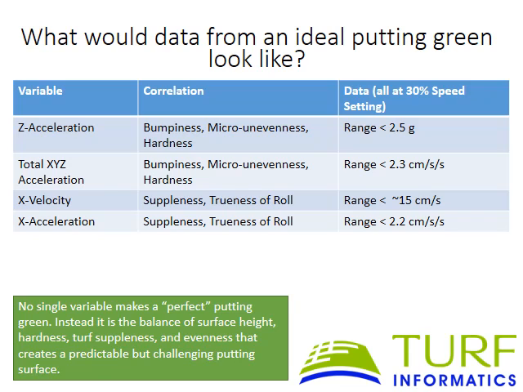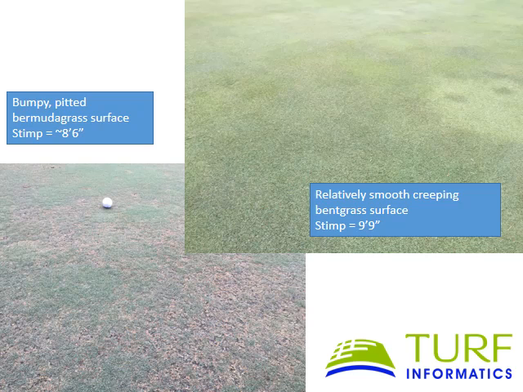We do always make the point that no single variable makes a perfect putting green. Instead, it is the balance of surface height, hardness, turf suppleness, and evenness that creates a predictable but challenging putting surface. So that gives you some idea of what to look for, comparing 2 extreme putting surfaces in this instance. And this is, of course, by no means anything against the Bermuda grass putting green. This is not giving a Bermuda grass putting green a fair shake. This is one that's had troubles coming out of the winter, whereas you can look at the much more uniform conditions of this bent grass surface, and that gives you some idea of what you can experience with the Sphero research app.